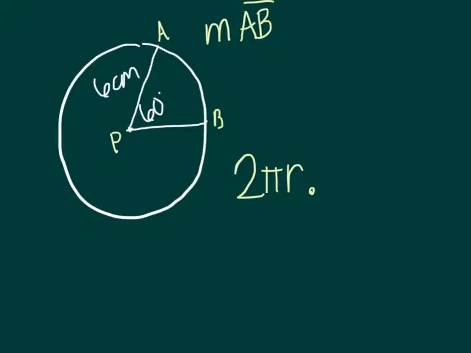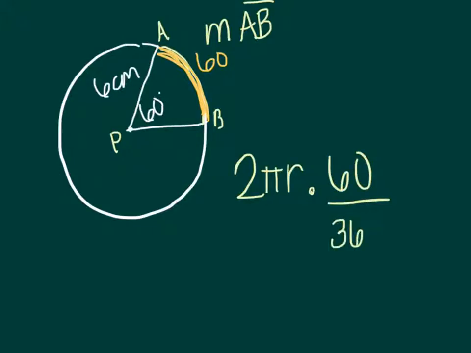But we don't want the circumference of the whole circle, we just want the distance from A to B. And that central angle is 60, so that arc measure is 60 degrees. So that's representing 60 out of the entire circle, which has a whole arc measure of 360.